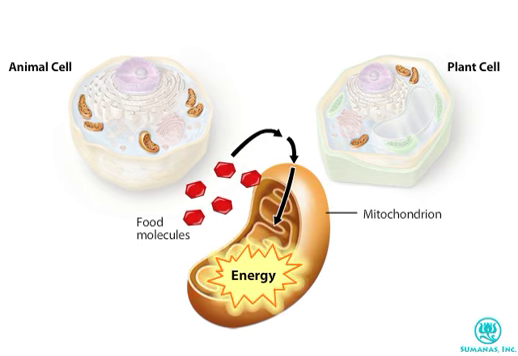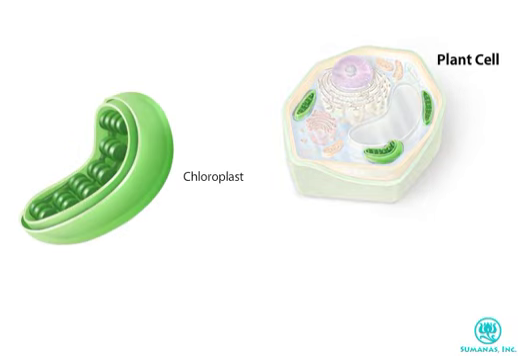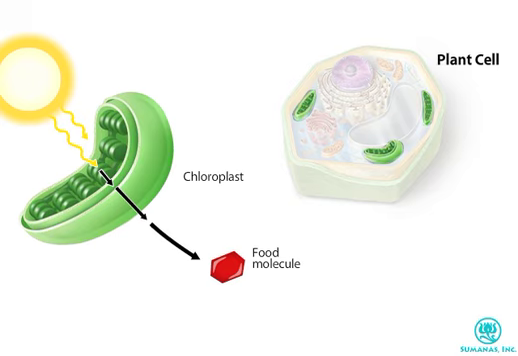An organelle called a chloroplast is found in the cells of plants and algae, but not in animal cells. Chloroplasts are the sites of photosynthesis, the process by which light energy is captured and converted into chemical energy. Chloroplasts allow plants to create the food that all animals depend on for survival.